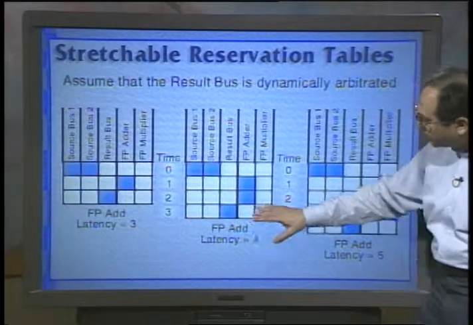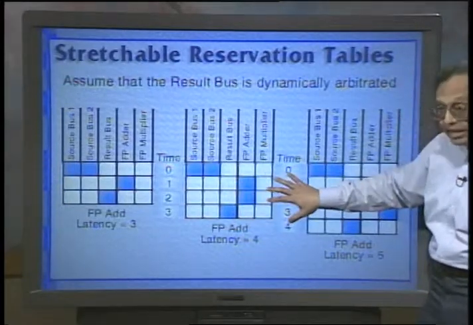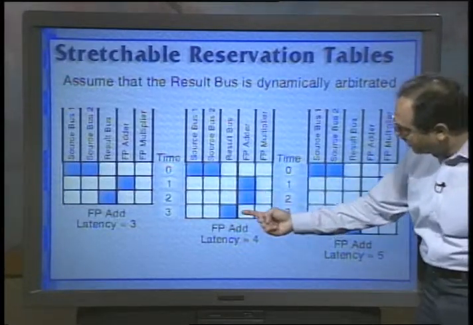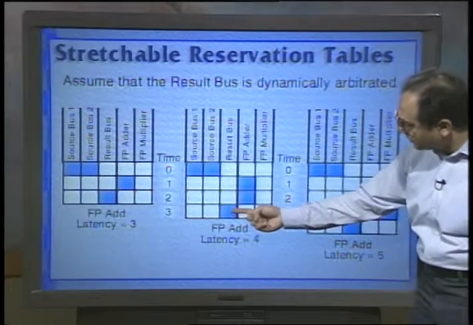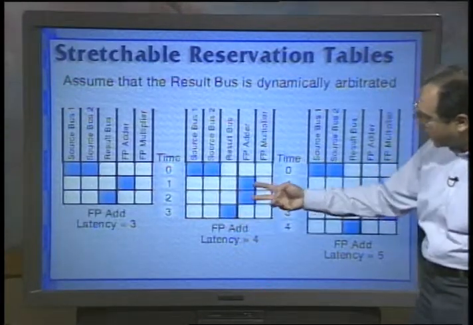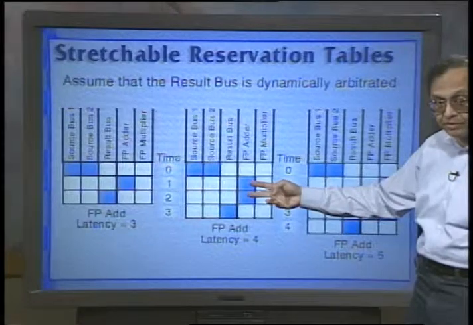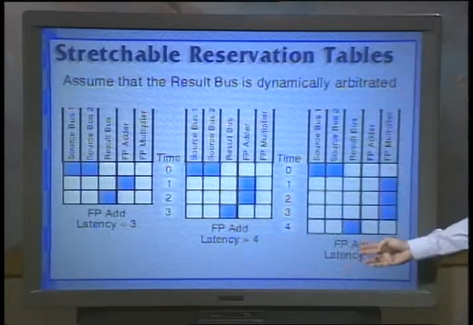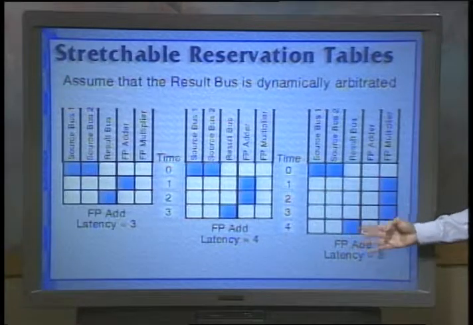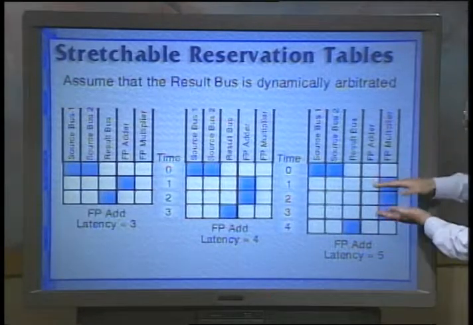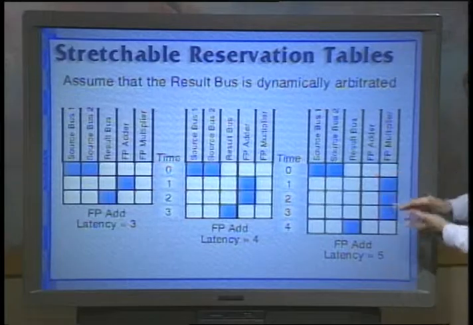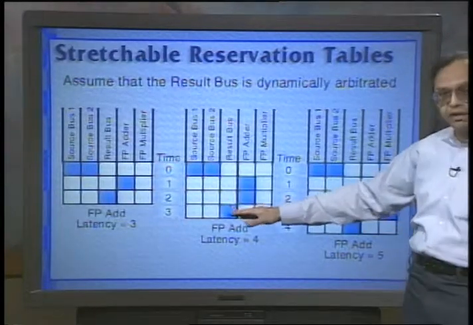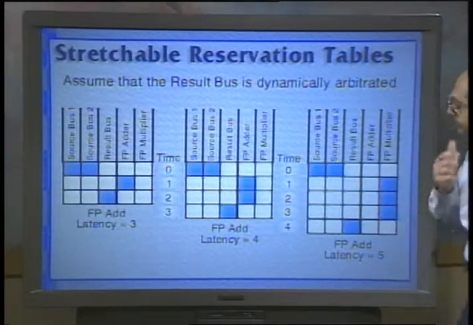So effectively, we'd get a reservation table that looks like this, where in fact the result bus usage is delayed by 1, and we use the floating point add for 2 cycles. If due to arbitration you delayed 1 cycle further, then you get this pattern, where again what's happening is this region is just getting stretched by as much as the delay in getting to use the result bus.